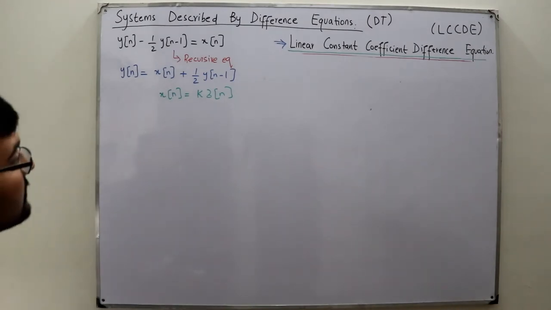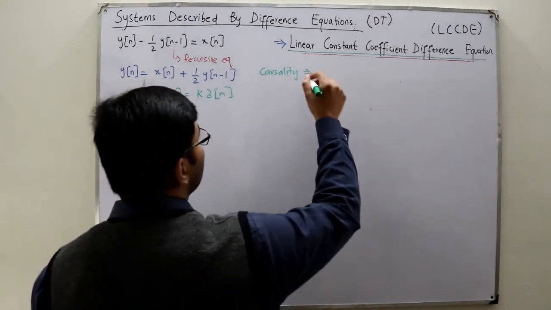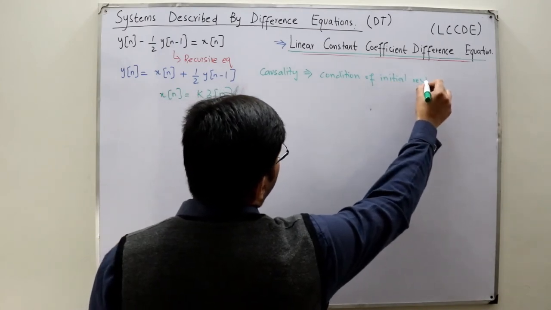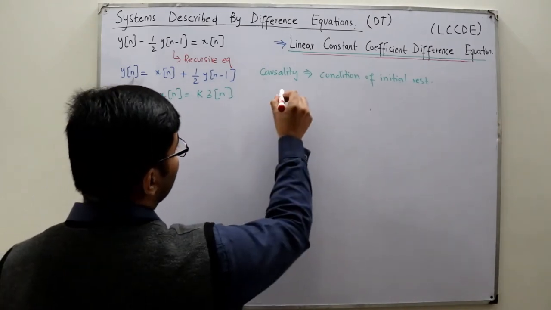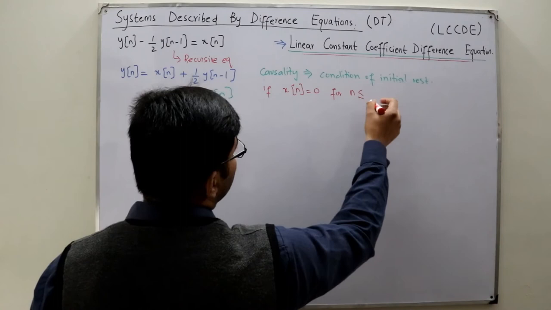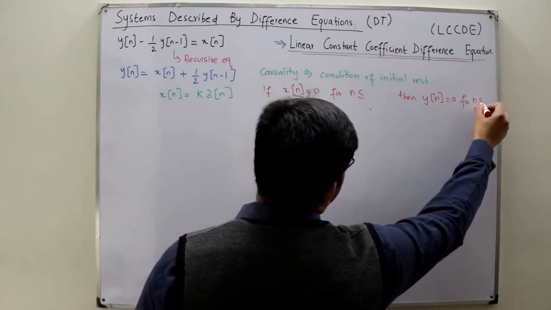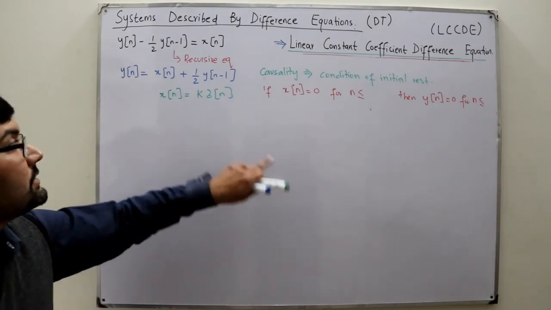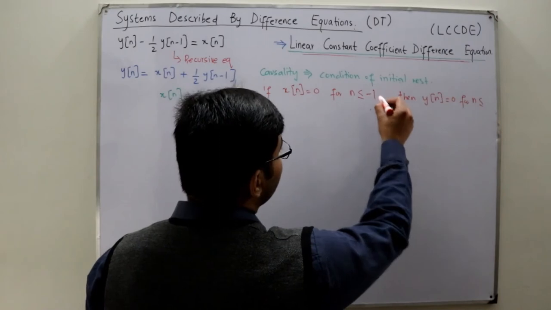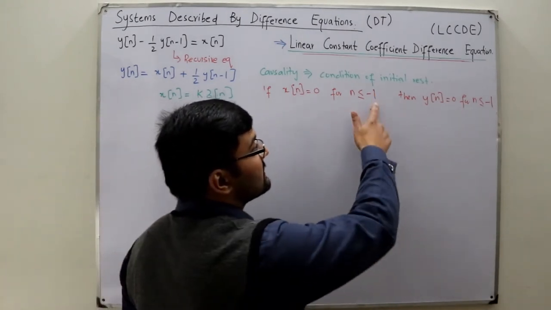Now, this system would also be causal. So causality would imply what? This would imply that this system would also fulfill the condition of initial rest. Which means that if my input x of n is 0 for n less than or equal to, I will ask you this value, then y of n is 0 for n less than or equal to what value? What would be the value in this case? Have a look at this impulse response to the input. Yes, it would be negative 1, because the impulse response is 0 till negative 1. It exists at 0. So the n naught for the impulse signal case is negative 1.